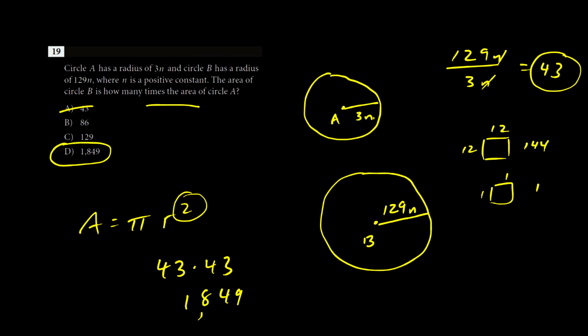Now, if that n was bothering you at all, you can choose a value for n. You can make n equal to 1, 2, 10, whatever you like. So if you say let n equal 1 and you want to find that area, you can do A equals pi r squared for that one. And down here it's the same thing, A equals pi times 129 squared. Look at those values and divide, and after you divide, again, you'll get 1,849.